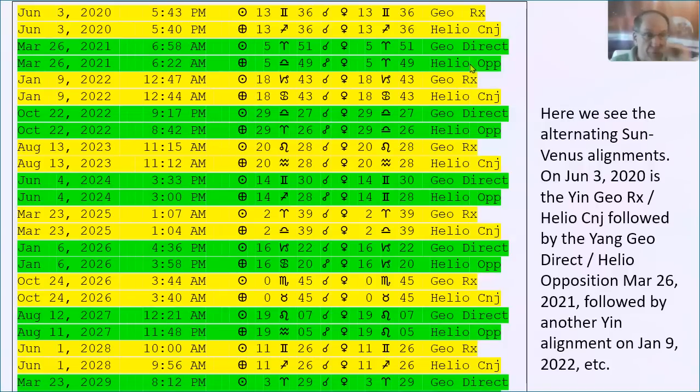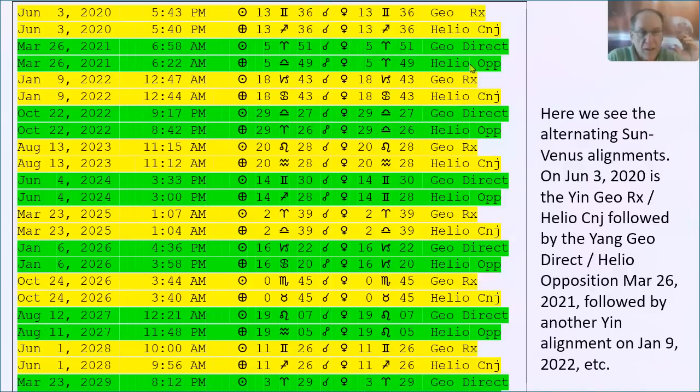So if you have a Sun-Venus conjunction and it's direct, it's a very different type. That's happening when there's a helio opposition. That's the Yang kind. That's the fast, expressive, get it out into the world Sun-Venus conjunction. Then it alternates, perfect 50-50 balance here. Then it alternates with the more introverted, retrograde Sun-Venus conjunction.